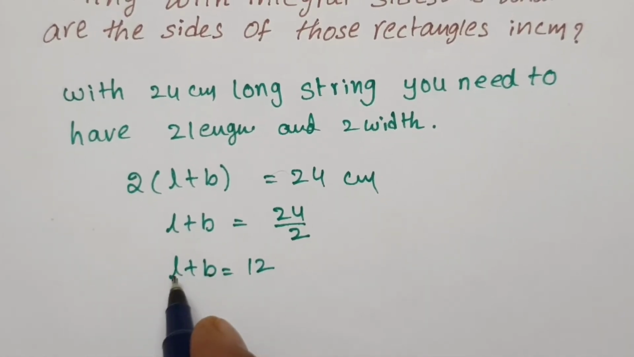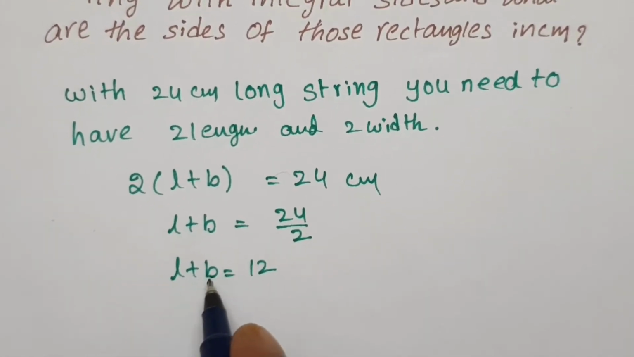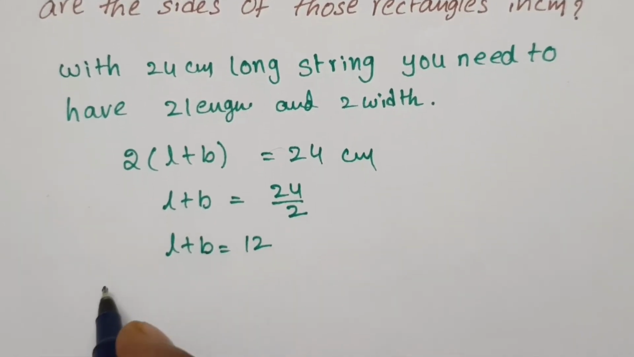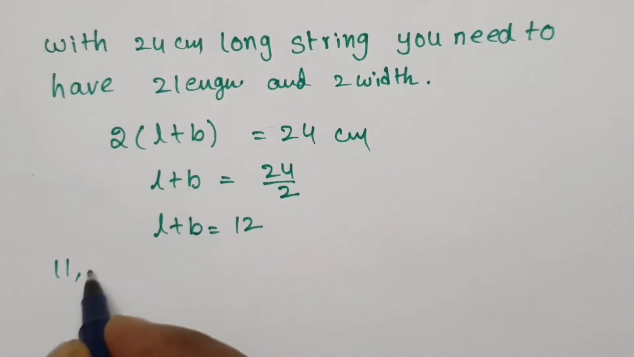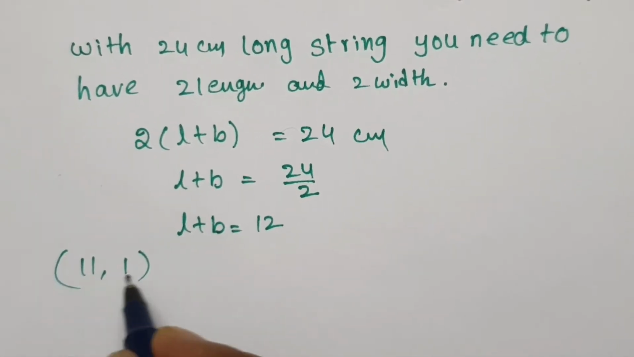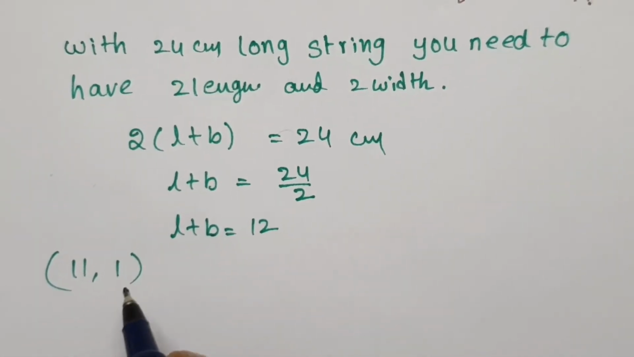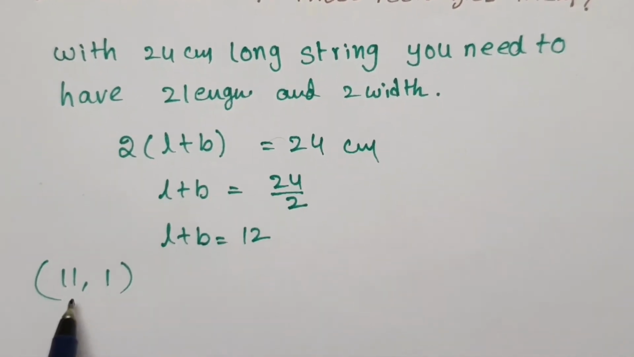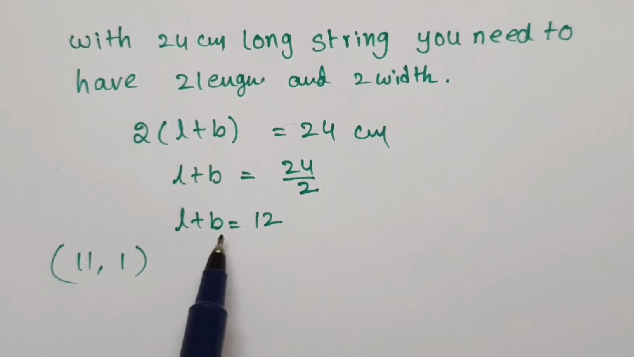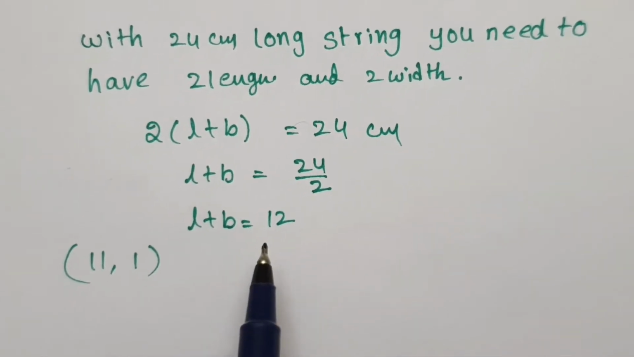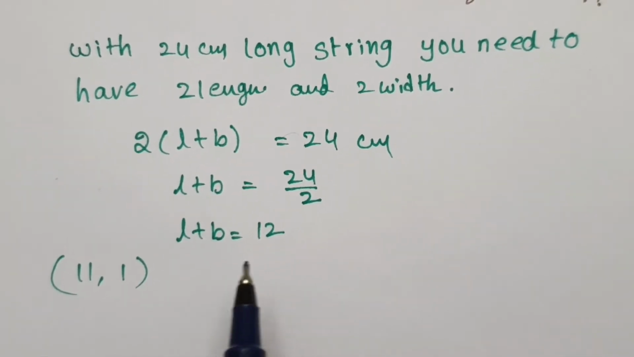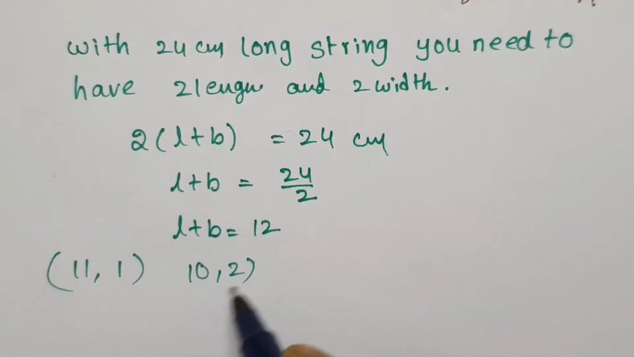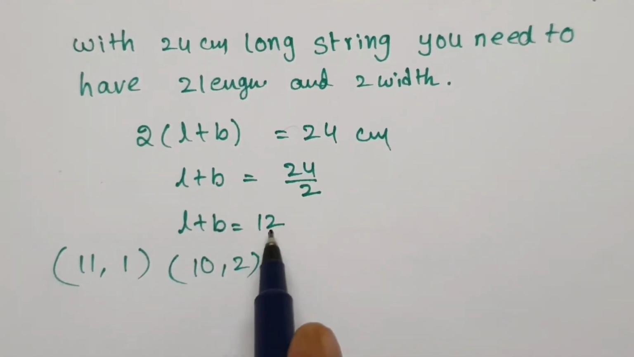So whatever length and breadth you take, those two added give 12. Choose the measures like that. For example, 11 plus 1: 11 comma 1 is one pair of length and breadth. Then 2 into L plus B gives 24. Adding length and breadth gives 12, so it is possible to construct a rectangle. Next, 10, 2. 10 plus 2 gives 12.